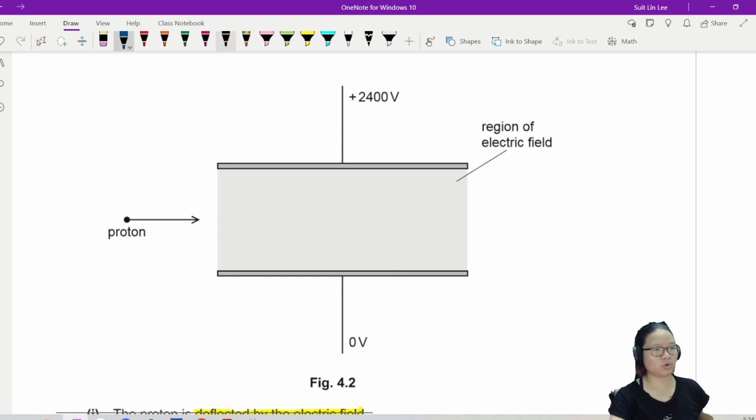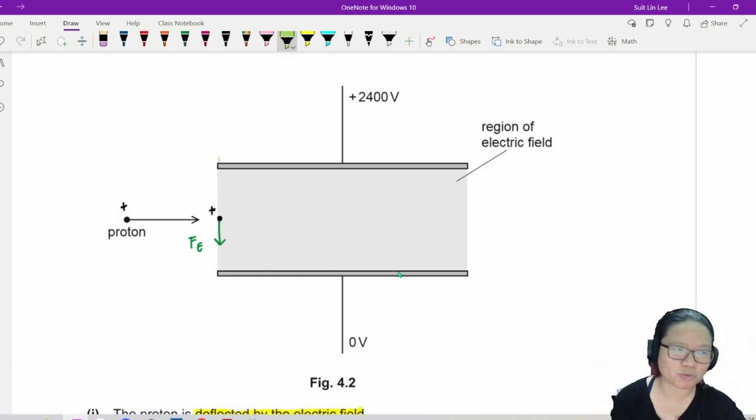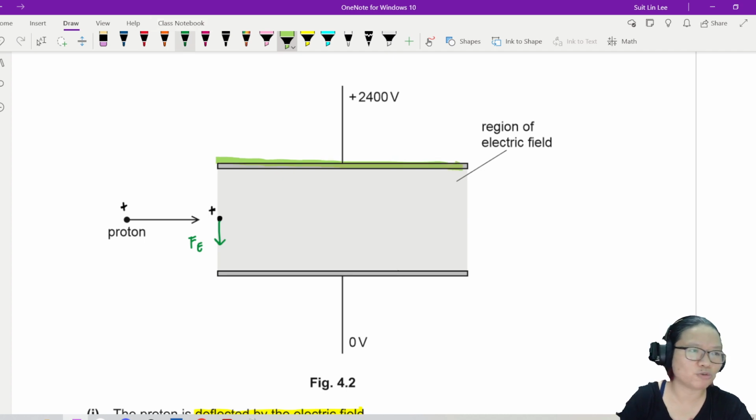Another way to look at it is, let's say the proton is here inside the field. It will experience a force in this direction because proton is positive charge, right? It will be pushed away from the positive plate. The top plate is positive, so it will push the proton away. Please go away. I don't want to be with you. I'm already very positive. So the proton will be pushed downwards. When it begins to move downwards, it is also having this horizontal component.